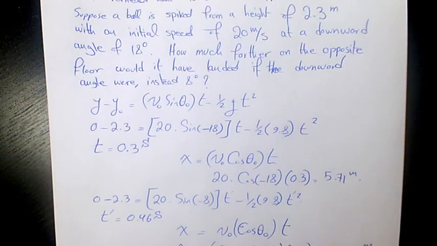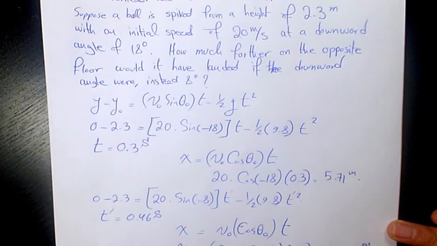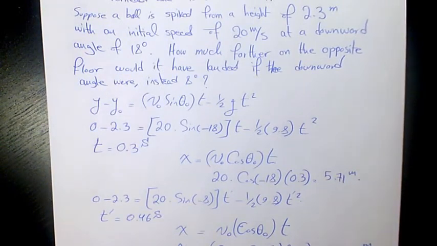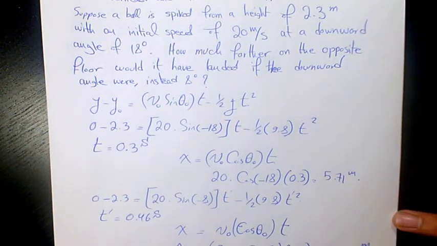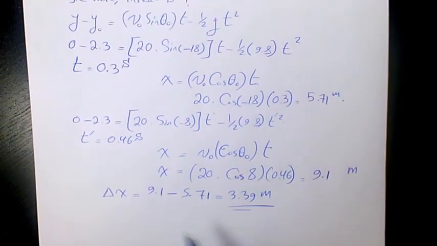So it says how much farther, so we can have delta x will be 9.1 minus 5.71, which will be 3.39 meters. So it's going to be 3.39 meters.